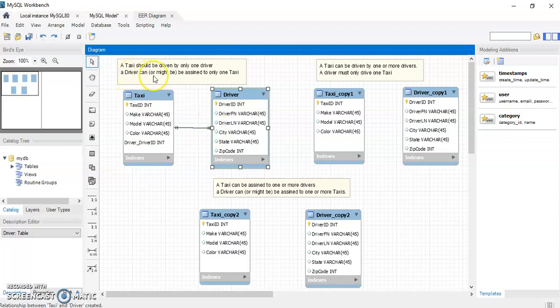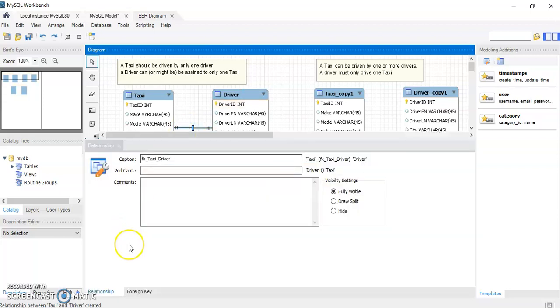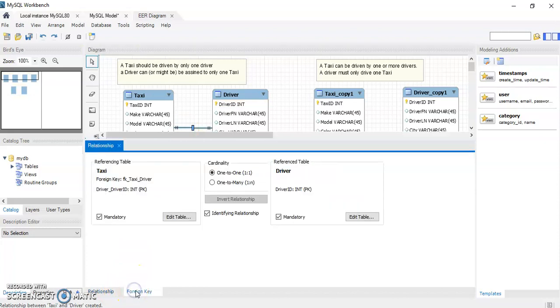But here it says a driver can or might be assigned to only one taxi. So how about this one? Since it says can or might be, this one is optional. So what I can do is go back to the relationship and change it to optional in the foreign key tab, which is this one here. This is where the foreign key is: the primary key is on the driver, and the foreign key here is the taxi driver. So I'm going to change this one to optional and then close it.